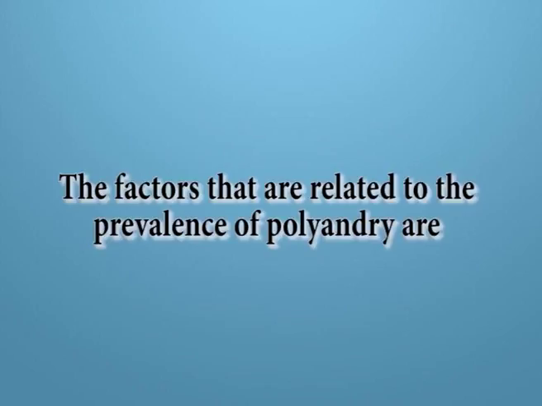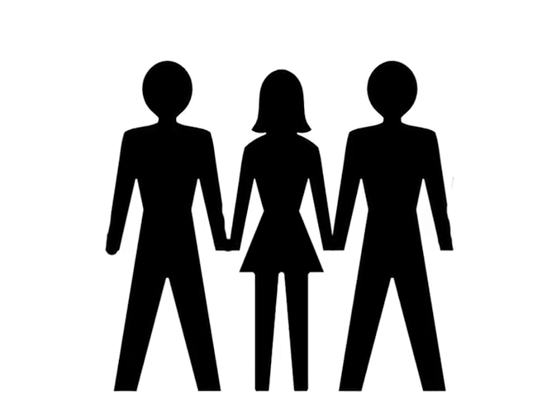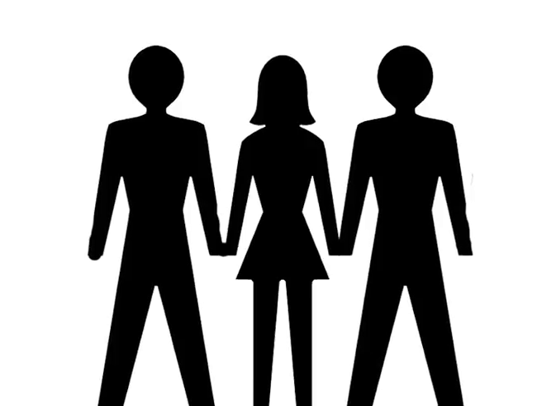The factors that are related to the prevalence of polyandry are the desire to prevent division of property within a family, especially in fraternal polyandry; the desire to preserve the unity and solidarity of the sibling group in fraternal polyandry; the need for more than one husband in a society where men are away on a commercial or military journey; and a difficult economy, especially an unfertile soil which does not favor division of land and belongings, as stated by Peter in 1968.